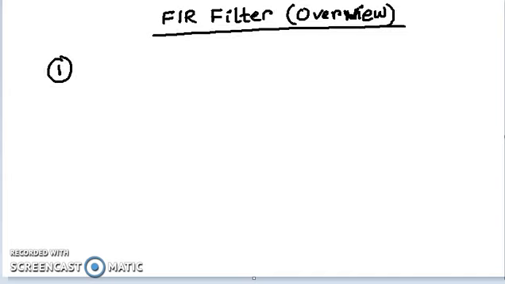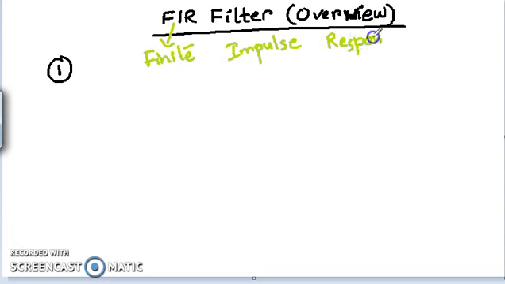Everyone. Today's topic is FIR filter. Now we have completed IIR filter. IIR stands for infinite impulse response, but FIR stands for finite impulse response. Okay, this is the first thing.